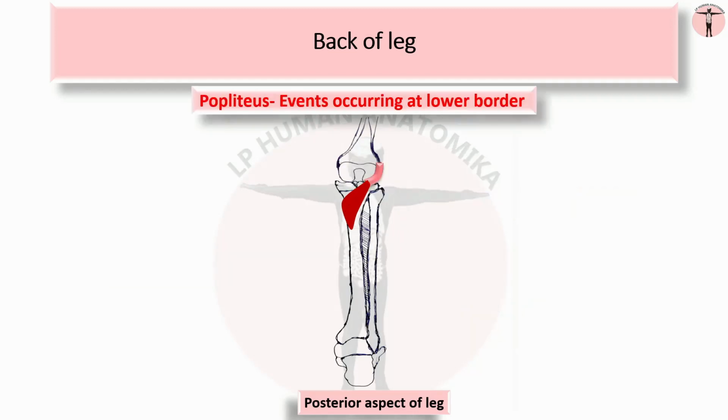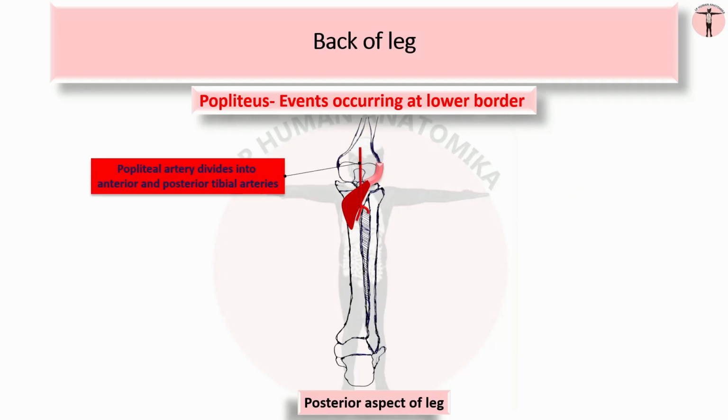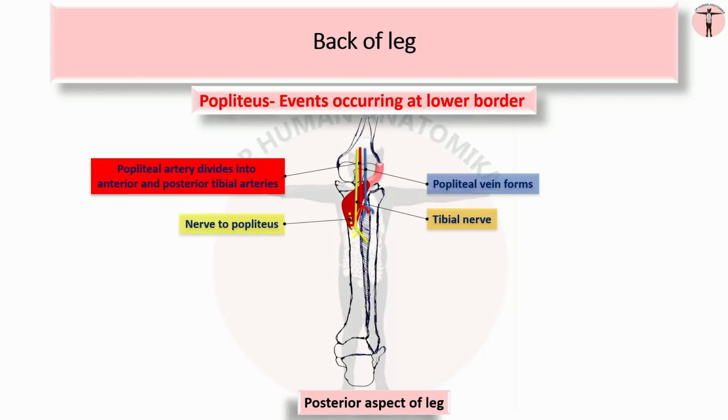Important events occurring at the lower border or the distal margin of popliteus are: the popliteal artery terminates into anterior and posterior tibial arteries. The popliteal vein is formed by the union of anterior and posterior tibial veins, which are nothing but the venae comitantes respective to the arteries. The tibial nerve enters the posterior compartment of leg. The nerve to popliteus winds around the distal margin and supplies the muscle from anterior surface.